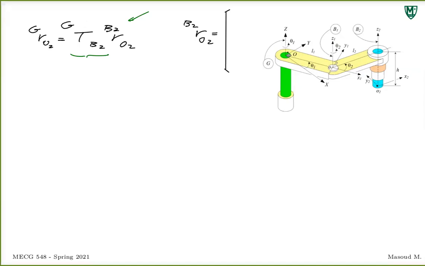O2 relative to B2 is negative H, 0, 0, negative H. No, it's 0, 0, 0. O2 is just the origin of B2, right? I keep thinking that everything's level with G. No. Just forget about everything else. We're looking at point O2. What is the coordinate of O2 in X2, Y2, Z2, which is basically 0, 0, 0.